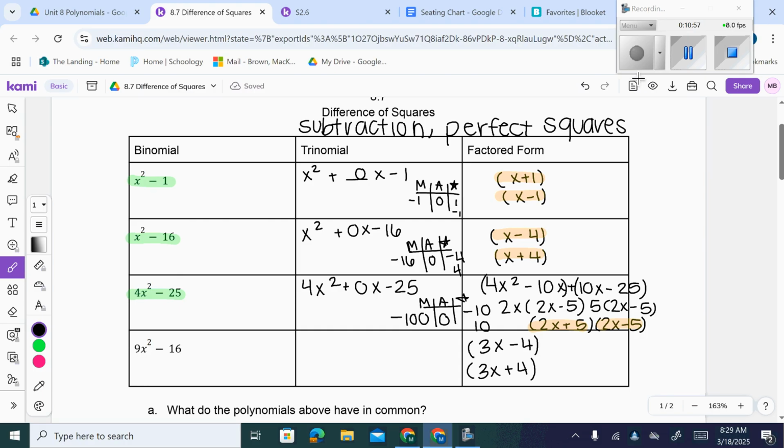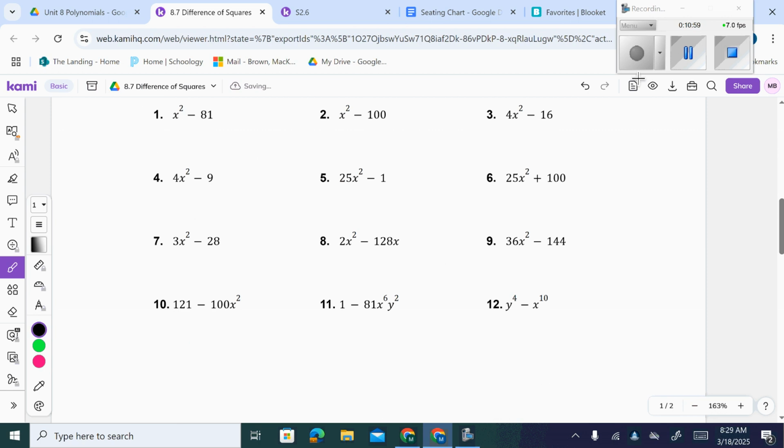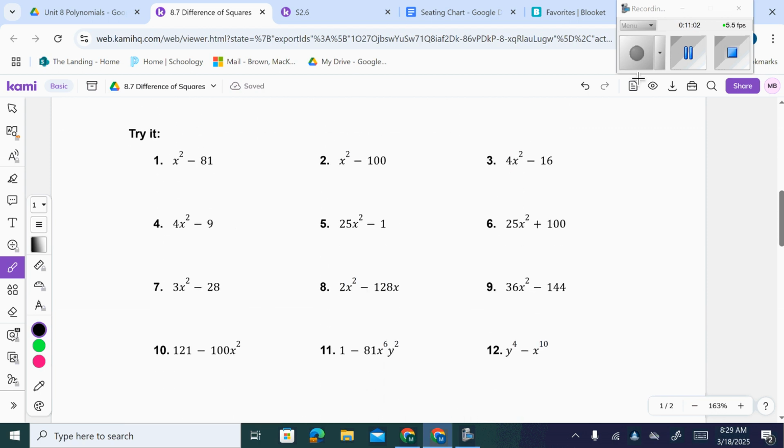So, for example, go look at number 1. You've got x squared minus 81. Can you do difference of squares with this? Is it subtraction? Yes. Are they both perfect squares? Yes. What is this going to become? X minus 9 and x plus 9, because you have to take the square root of 81. Alright? You've got x squared minus 100. Can you do difference of squares on this? Yes. What's that going to become? X minus 10 and x plus 10. Good.